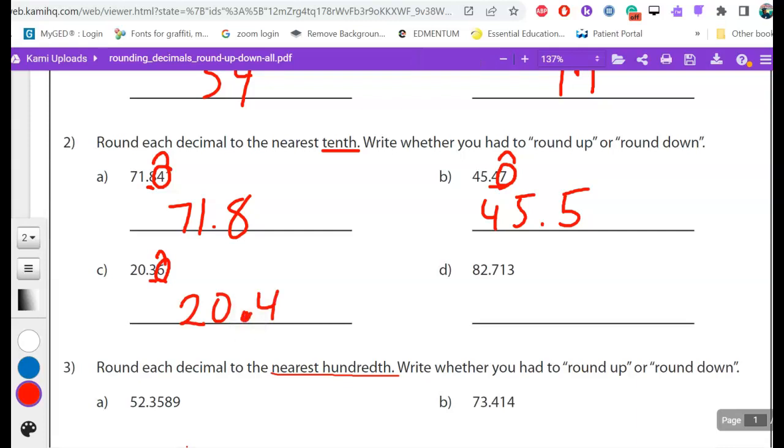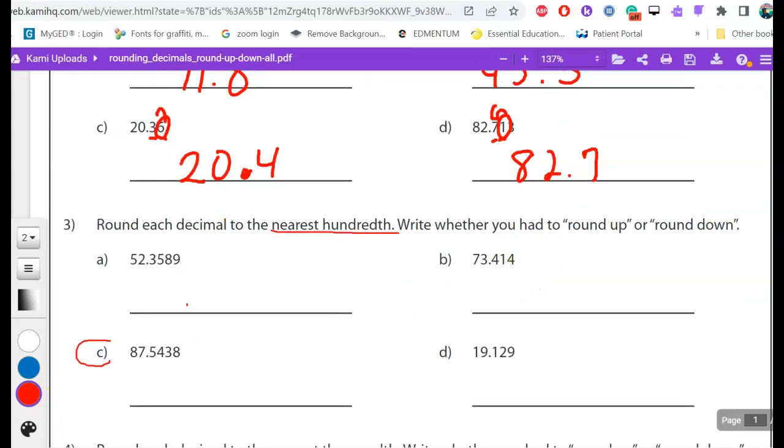And letter D, I have 82.713. Again, I am just rounding to the nearest tenths place. I see the 7 in my tenths place, but then I see a 1 right next to it. So what I'm going to do is round off to the 7, and that 1 is not higher than 5, so I'm going to leave it as 82.7. Because that 1 is not higher than 5, I'm going to round down, or like I said, I like to call it just rounding off, dropping everything else out of it.